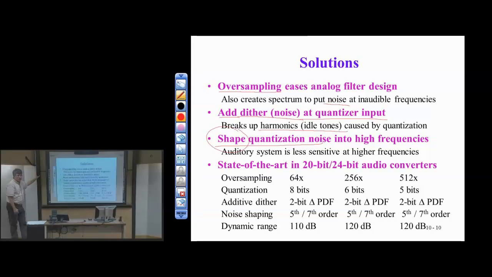We're going to feed back the quantization error, and we're going to filter it. Easy to compute, easy to implement. All right, let's look at some of the state-of-the-art in 20-bit, 24-bit audio converters. And this is with respect to whatever the audio format is. So if the audio format is 44.1 kilohertz or 192, whatever they are, this is the oversampling with respect to the actual audio format.